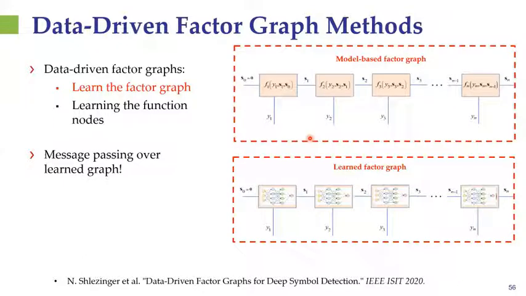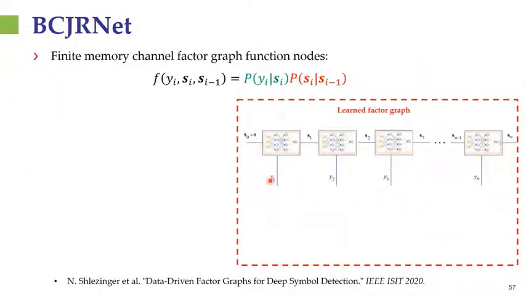This is based on our previous knowledge that the channel obeys this Markovian structure. Once we know that, all we have to do is learn those function nodes. And once they are learned, we know the graph. Now, how do you learn them?